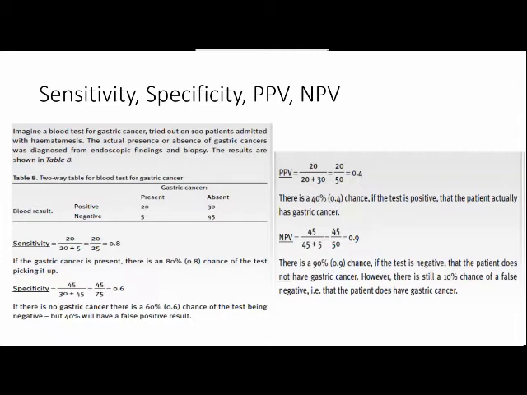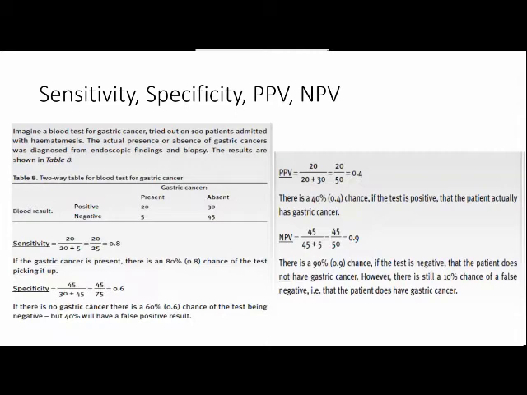That means not having any negative. If we take an example of gastric cancer, out of 100 patients admitted with hematemesis, the actual presence or absence of gastric cancer was diagnosed from endoscopy. The results were shown. So the sensitivity is 80%, that is an 80% chance of picking up the disease in this study. The specificity is 60%.